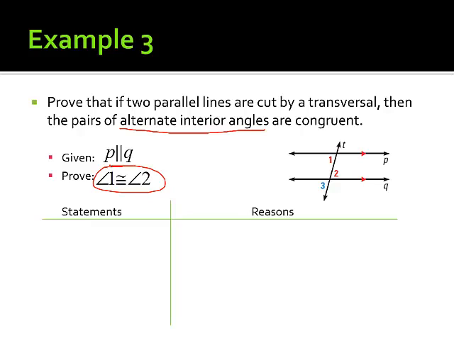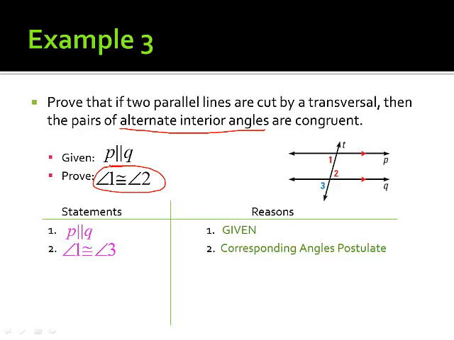So we have to start off with given. What do we know? We know that the two lines are parallel. So that's given. Well, what do we know about angles 1 and angles 3? Those are similarly positioned angles. So angle 1 and angle 3, they're going to be congruent. How? Because they are corresponding angles. Corresponding angles we can actually use. Corresponding angles postulate states that they're congruent if two parallel lines are cut by a transversal.